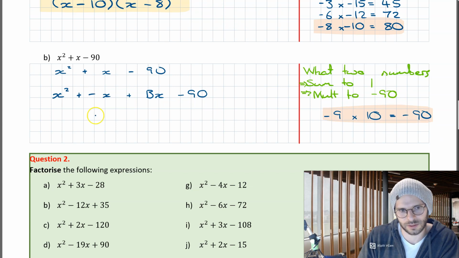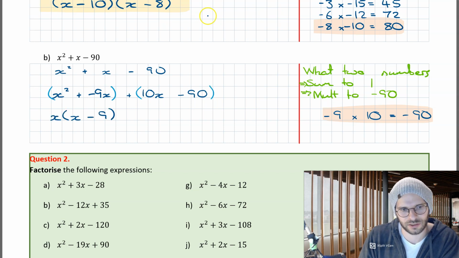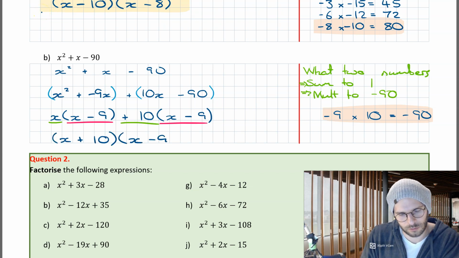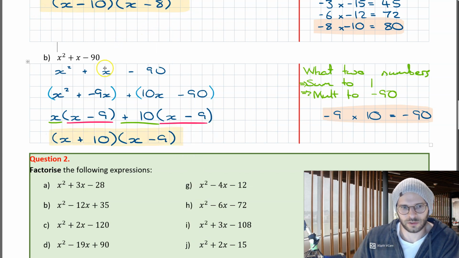Moving on, I sub these numbers in, and then I factorize across the brackets. This will give me x times x minus 9 plus, common factor is 10, x take 9. We can see that the common factor is x take 9, what's left is x plus 10. So again, the factorized form is x plus 10 times x take 9. So the sum and product method splits the middle term into two numbers that will sum to give its original value, but the coefficients multiply to give the constant value, in this case minus 90.